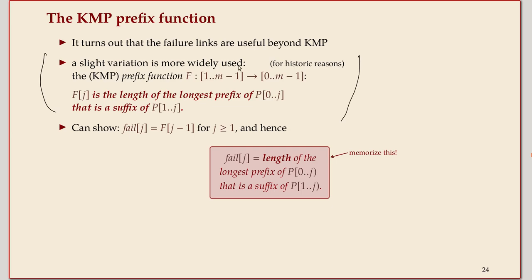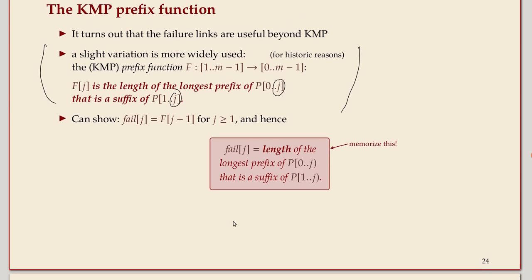So there's a slightly different definition that differs just in it's an off by one. It turns out that most people use this definition when they rather probably should use this one because it matches what happens in the automaton, but that's how things sometimes happen. The important part is this box.